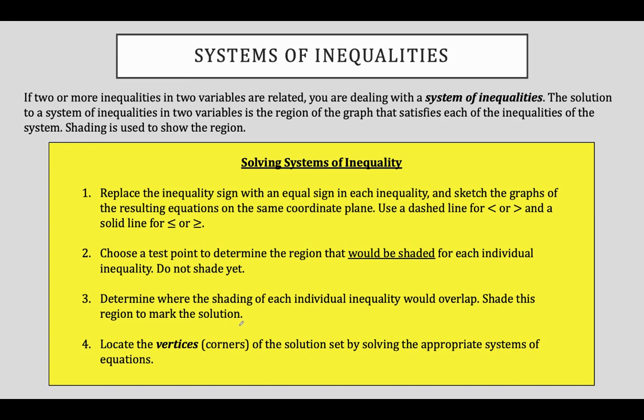3. Determine where the shading of each individual inequality would overlap. Shade this region to mark the solution. So your solution to the system is going to be where all of the shading would overlap. That's the region that you want to shade. 4. Locate the vertices. Vertices are the corners of the solution set, found by solving the appropriate systems of equations. So if you're trying to find the corners of a solution set, those are going to be the intersection of your curves. And as you already know, we can find the intersection points by solving the system of equations for those two curves.